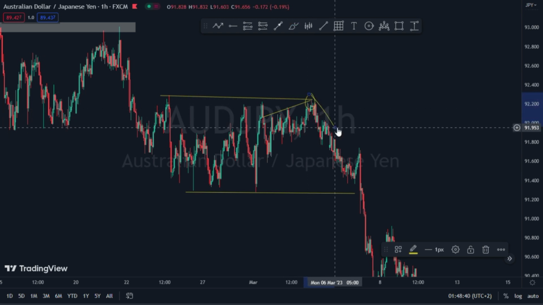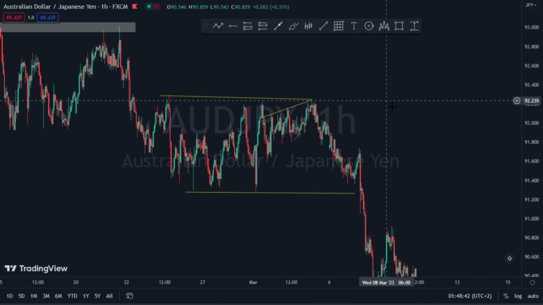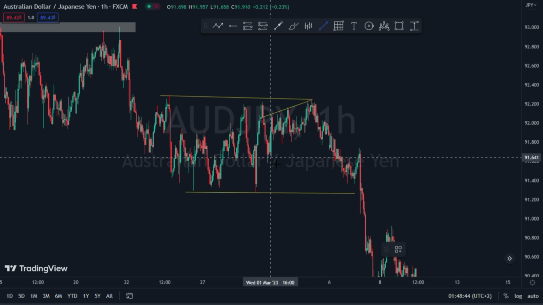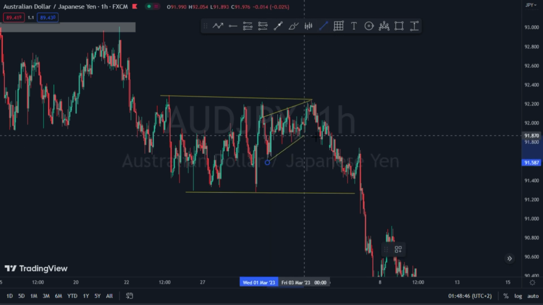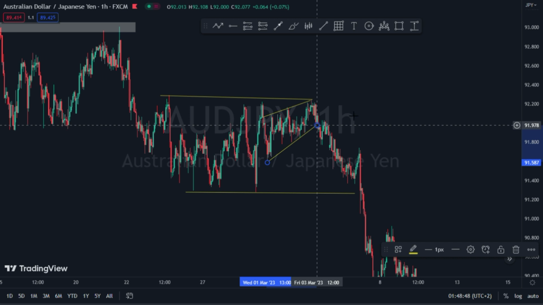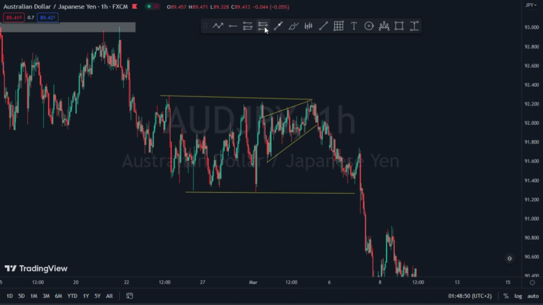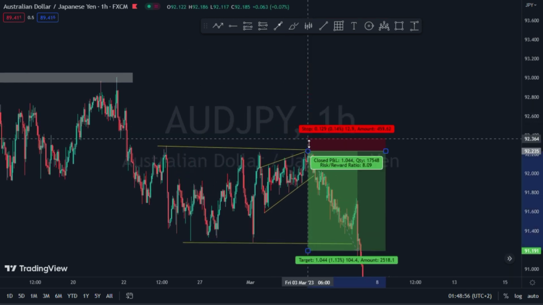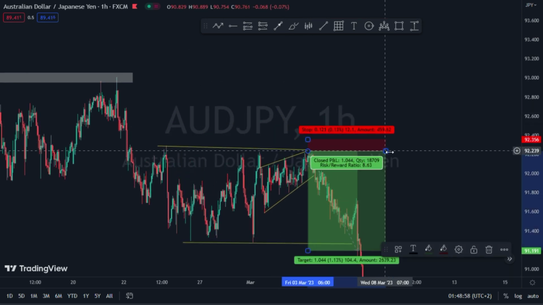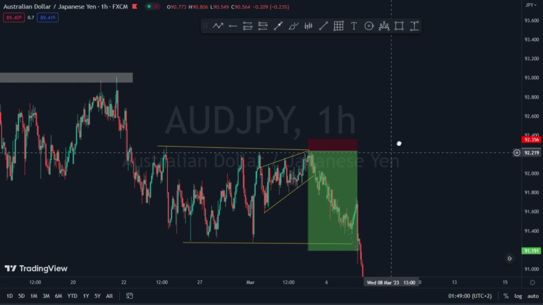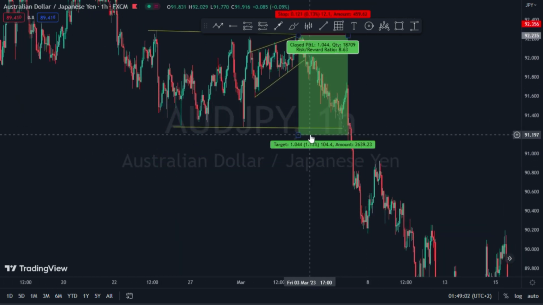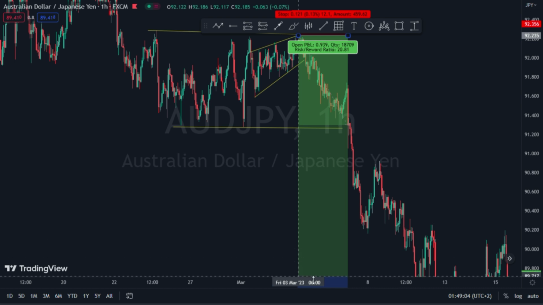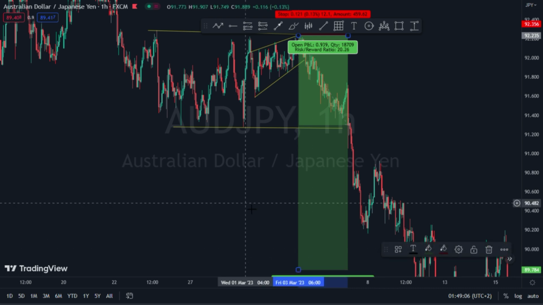So we can see that there is a continuation pattern right there, which is our 1 2 3 formation. So we could have just entered the market from these levels right here, and then our stop loss just above that level right there, right? And we know automatically that the market has to move all the way to the downside based on the structure that we have on the 4 hours time frame.